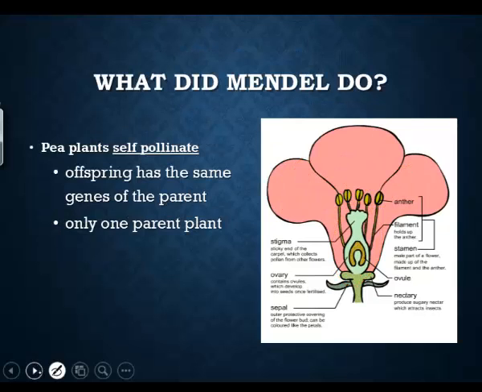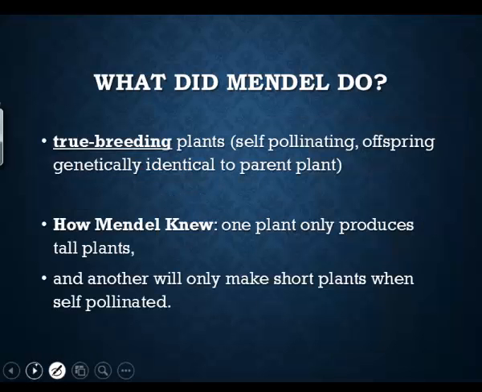Pea plants self-pollinate. Many plants can do this, but pea plants certainly can. Which means the offspring will have pretty much the same genes as the parent, because the plant can reproduce by itself. There's only one parent in that case, which makes them a good organism to use for this type of study that Mendel did.